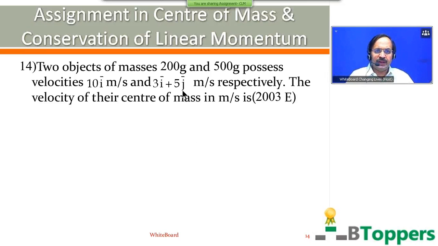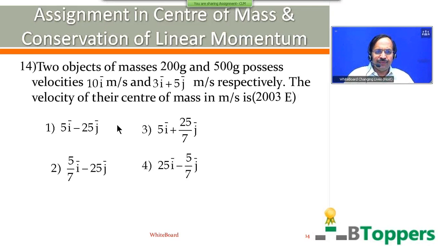Two objects of masses 200 gram and 500 gram possess velocities 10 i bar meter per second and 3 i bar plus 5 j bar meter per second respectively. The velocity of the center of mass in meter per second is. You are shown 4 options on the screen. Come on, try the question. This question was originally given in 2003 MSET in the engineering entrance.